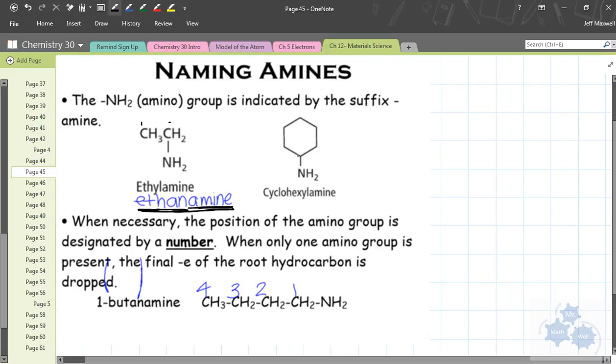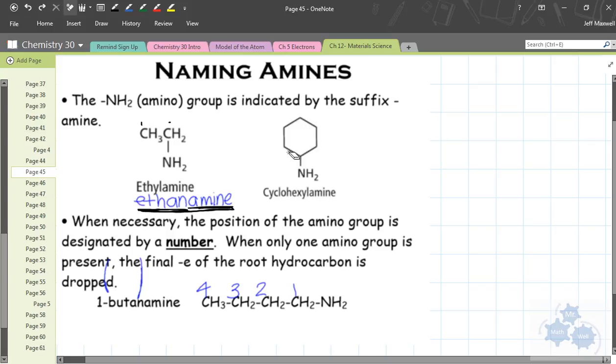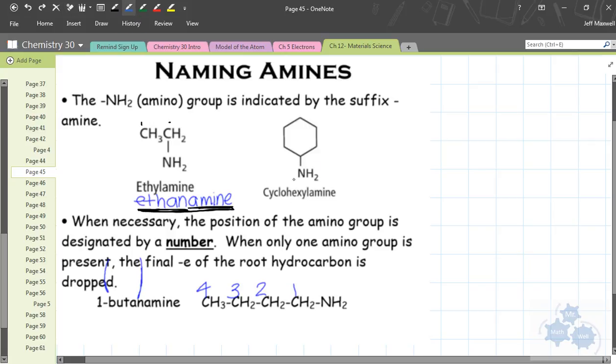This, of course, is not benzene because it doesn't have this circle inside. If this circle was inside, we'd have different bonding between all those atoms, and that's a benzene ring, but we don't have that. So this is just cyclohexane, right? Because we have an amine group attached, it's cyclohexyl, because the carbon group would be a hexyl group, and amine: cyclohexylamine.